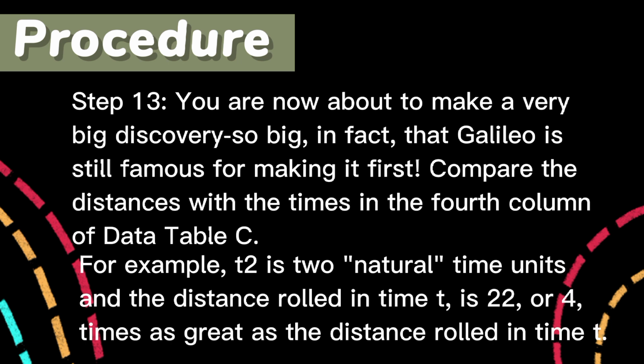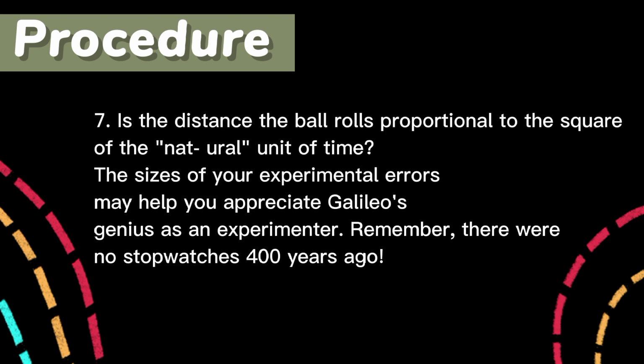Step number 13. You are now about to make a very big discovery. So big, in fact, that Galileo is still famous for making it first. Compare the distances with the times in the fourth column of data table C. For example, if t sub 2 is 2 natural time units, the distance rolled in time t sub 2 is 2 squared, or 4 times as great as the distance rolled in time t sub 1. Number 7 question. Is the distance the ball rolls proportional to the square of the natural unit of time?